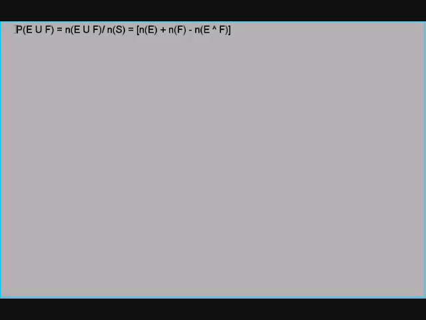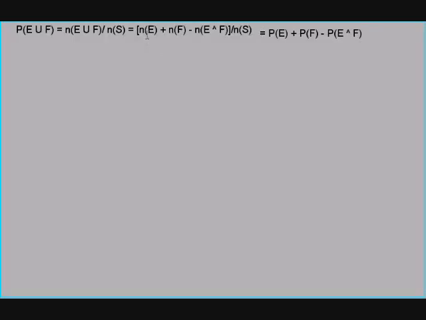So it's the number of elements in E plus the number of elements in F minus the number of elements in E intersect F, divided by the number of elements in S. Well, we can break this up into 3 different fractions, and then you get the probability of the event E plus the probability of the event F minus the probability of E intersect F.